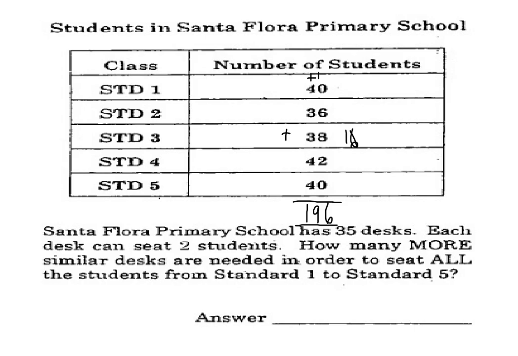Remember, they want to know how many more similar desks are needed to seat all the students from standards 1 to 5. We only have 35 desks so far. So we could do this one of 2 ways, right? We could take the 196 and divide it by 2, so that way we'll figure out how many desks we need in total. And then we'd have to do something with that number and the 35 to figure out how many more we need. Or we could do 35 times 2 and figure out how many students could sit with the amount of desks we have.